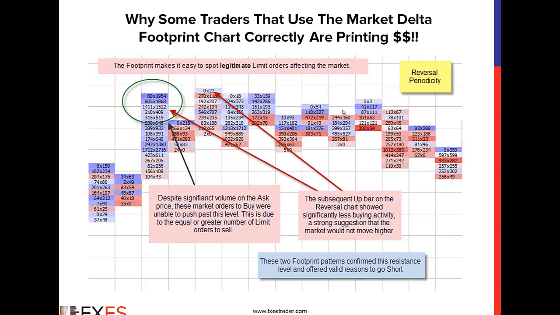Whereas if you have the footprint, you're like, well, hey, look at that. Every time we're peaking up there, nothing's going off. And sure enough, every time we go back up to this level, let's say the 1620s or 1619.75 or whatever, there's nothing up there. So it helps build confidence in staying in the trade.